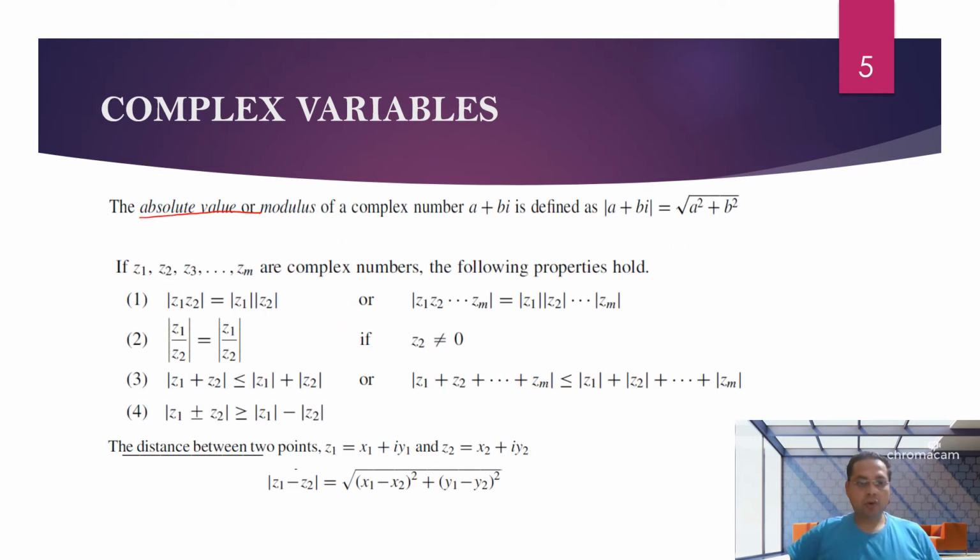Absolute value or modulus of a complex number. If the complex number is a plus b iota, then the modulus of a plus b iota is equal to under root of a square plus b square.